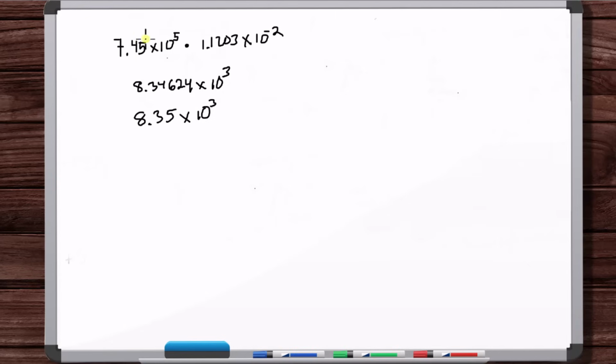All you're doing is you multiply these 2 numbers, and then you multiply the 10 to the 5th and the 10 to the minus 2. This is 5 minus 2. Easy. Dividing is the exact same thing.